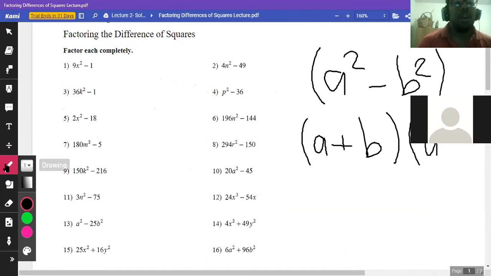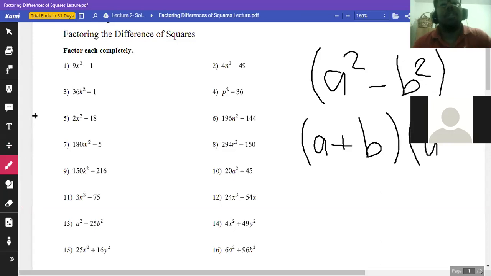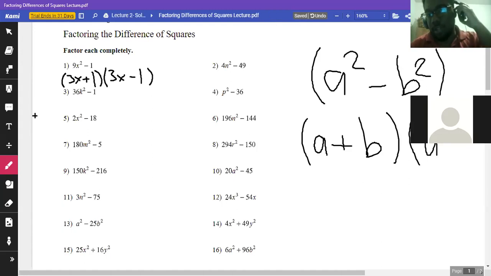So looking at number 1, it's asking me to factor each of these completely. I want to take the square root of 9x squared and the square root of 1. The square root of 9x squared, well, I know the square root of 9 is 3, and I know that the square root of x squared is x. And the square root of 1 is just 1. Then I just add in my plus and my minus, and I'm good.